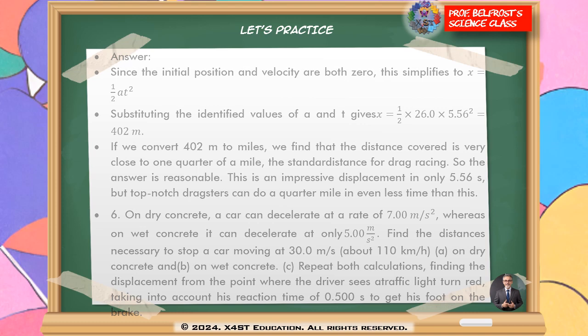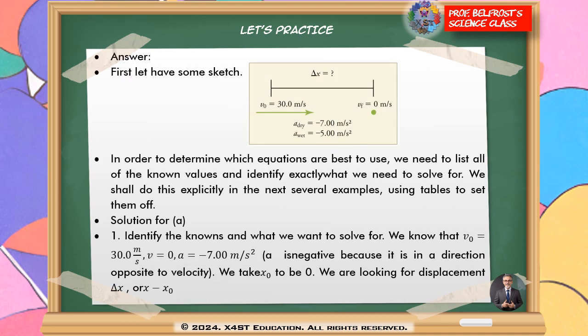Okay, so first again, do some sketch. Yeah, very important. Now start to find the solution to the questions one by one. So for A, we just need to identify the knowns first. Then we are looking for the displacement.